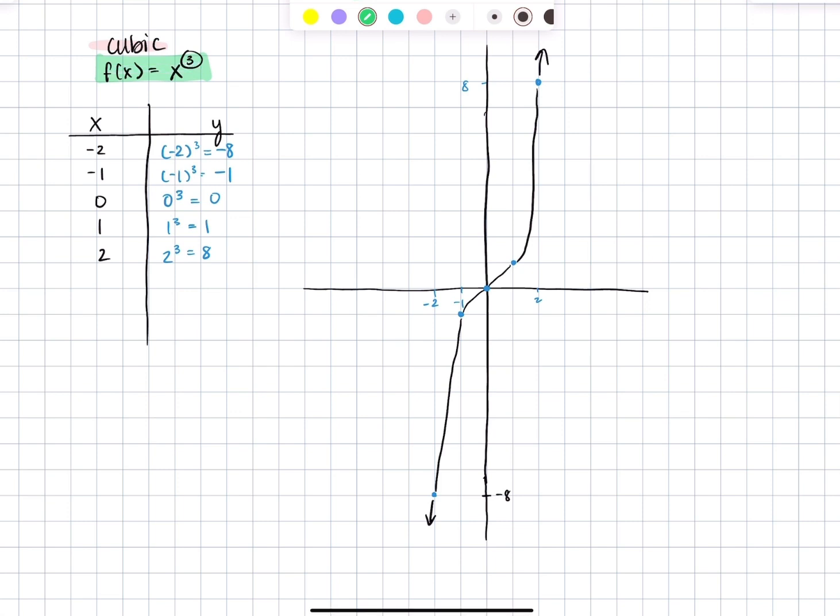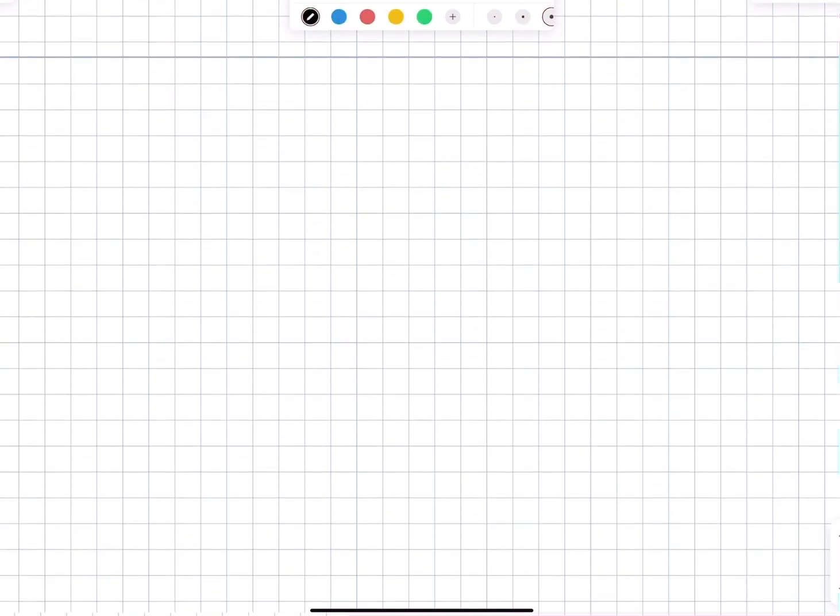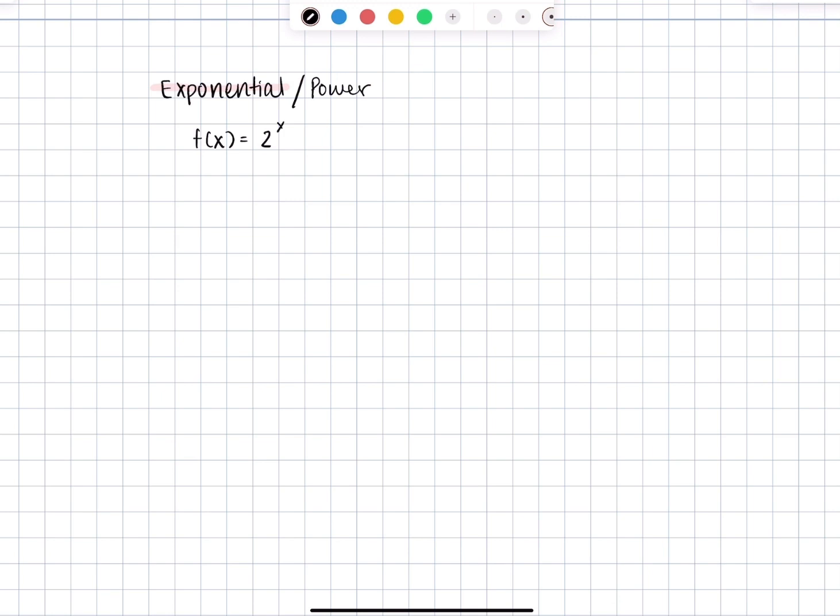So let's move on to our next one, our final one, which is exponential. Some people call these power graphs as well. So exponential or power. Either one, but most people use exponential. So the rule for this, or the equation, is f of x is equal to 2 to the power of x. So what would this mean?